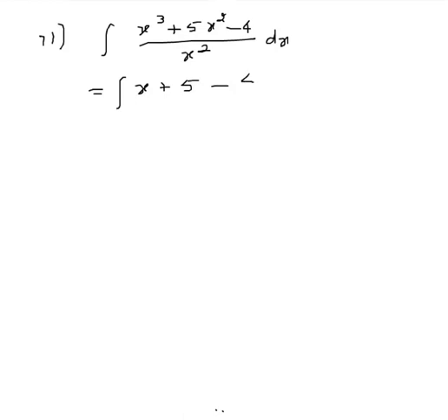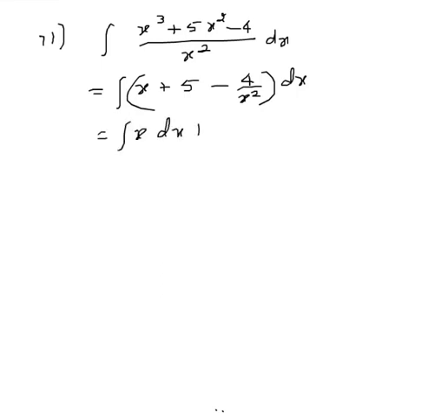Question number 11. Integral x cube plus 5x square minus 4 divided by x square dx. Division of two functions, we don't know how to integrate, so let us separate the terms. x cube divided by x square is x, and 5x square by x square becomes 5, and minus 4 divided by x square times dx.